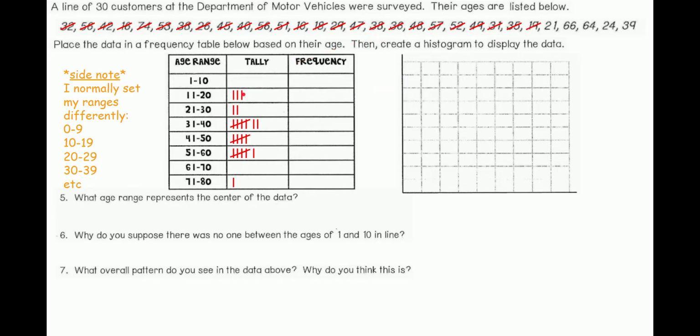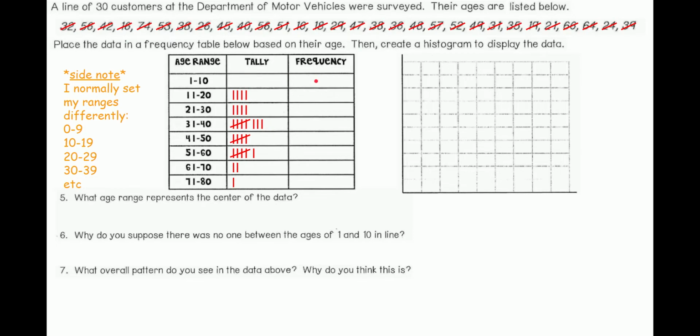19 goes in our teens. 21 goes right over here. 66 goes down there. 64, same place. 24 up here. And finally crossing out 39, our last number, woohoo! And it goes right over here. And now we're going to count up our tally marks.